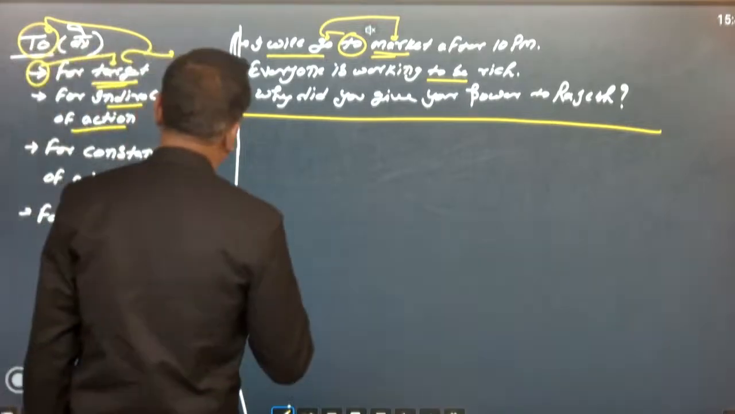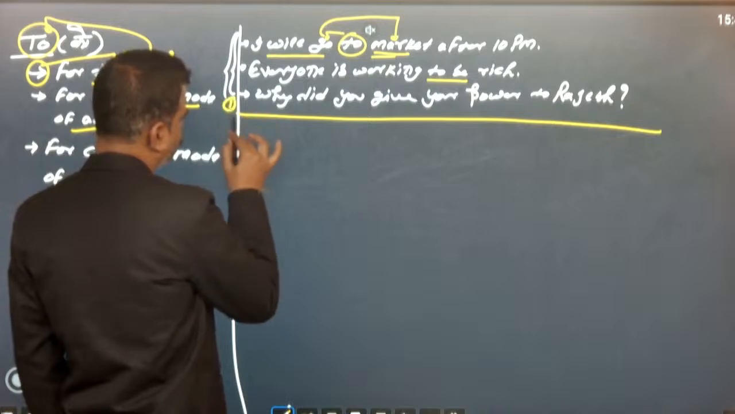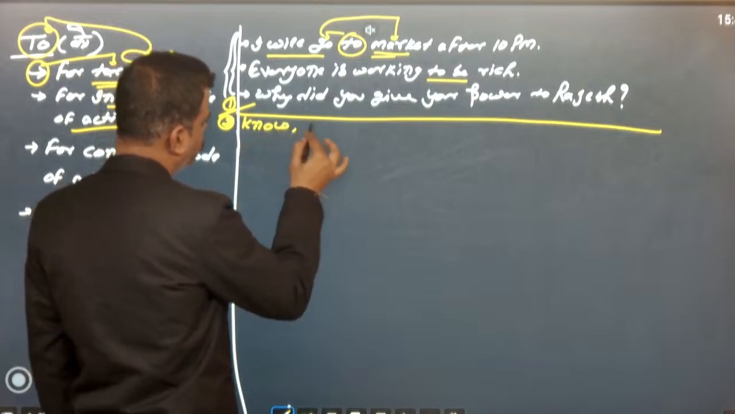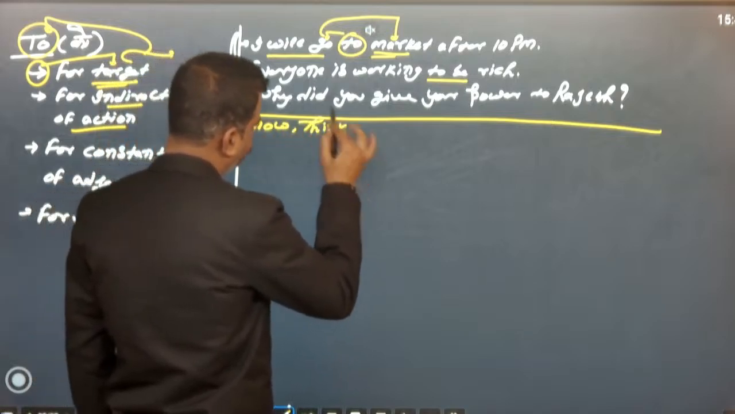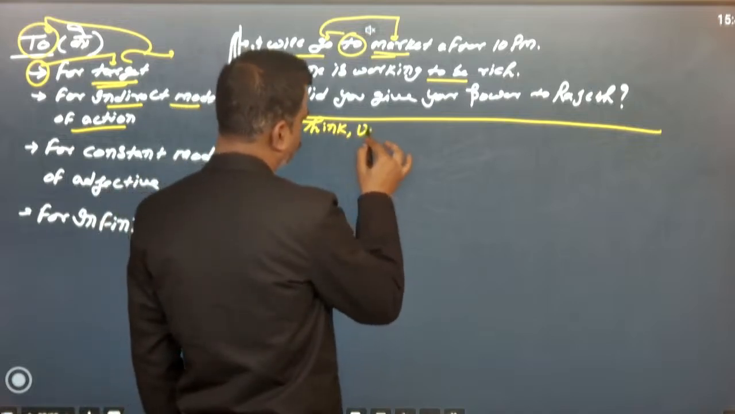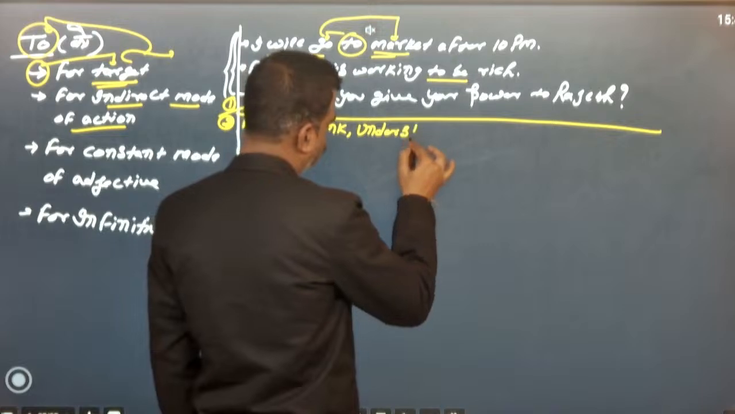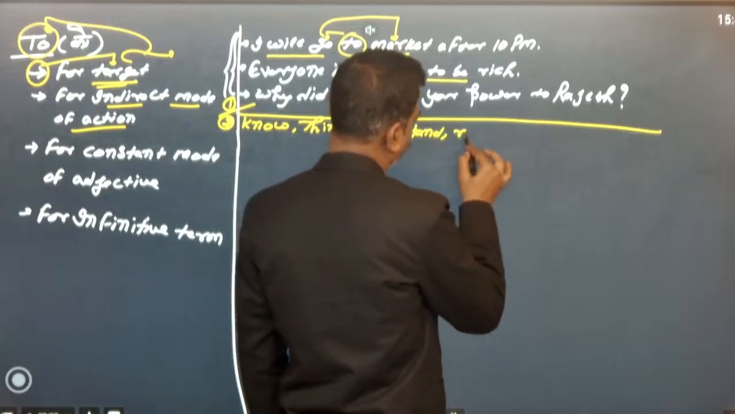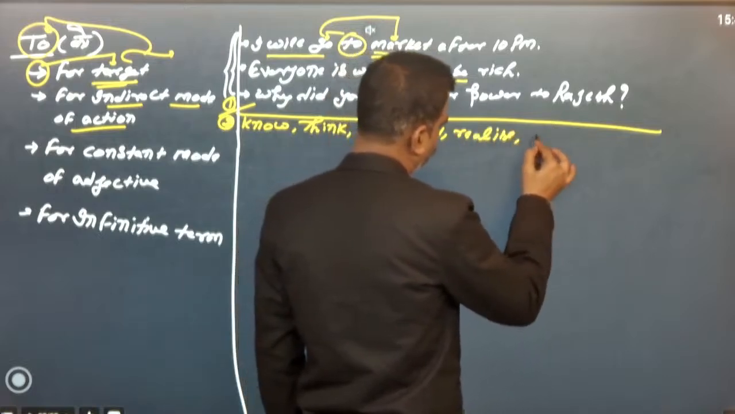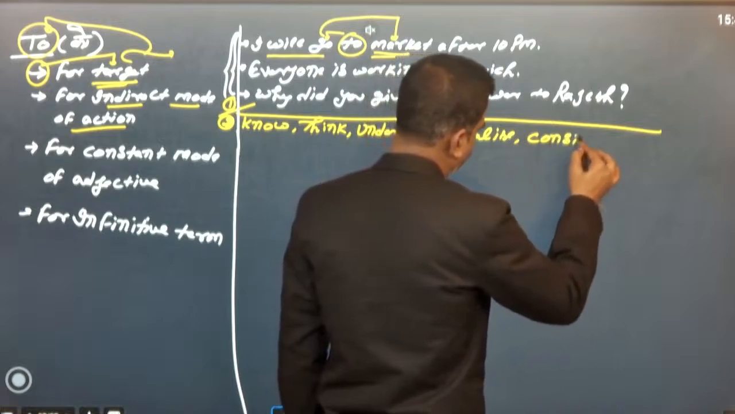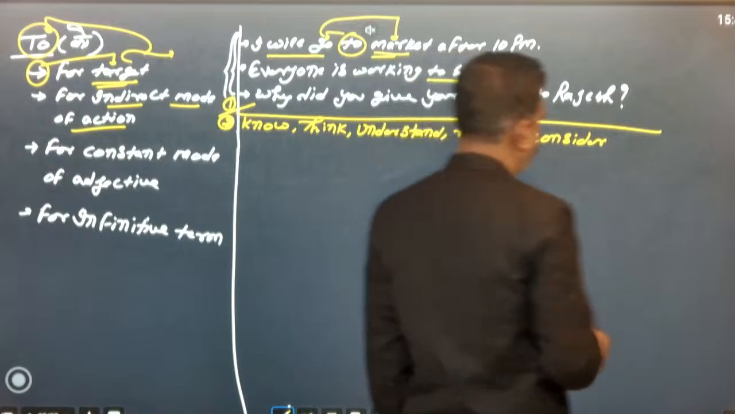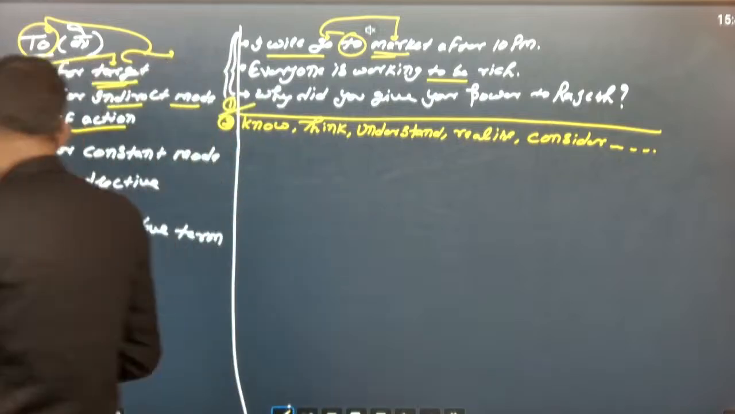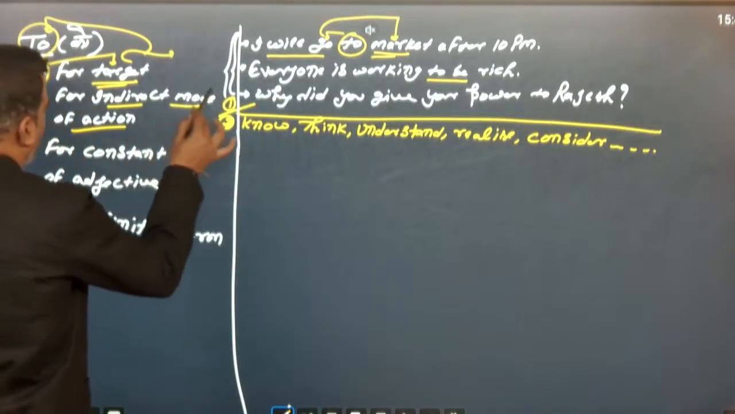Just have a look. If we have main verbs like know, think, understand, realize, consider. So these are the words that we generally know as indirect mode of action.